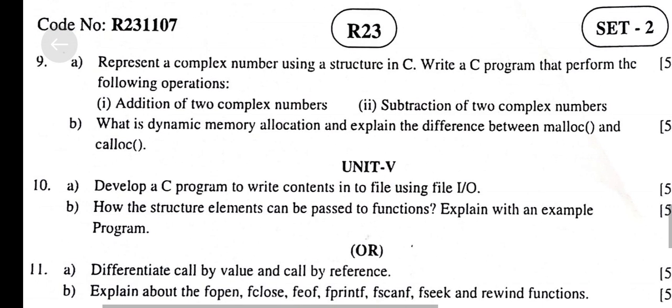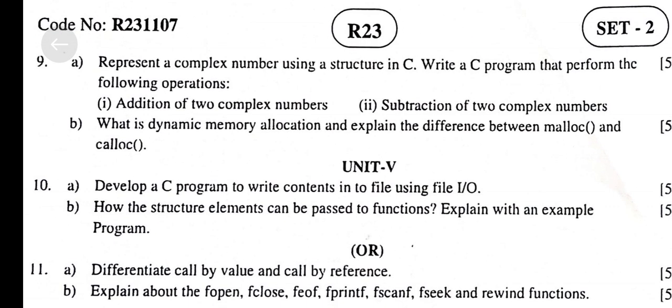9th, Option A: represent a complex number using a structure in C. Write a C program that performs the following operations: addition of 2 complex numbers, subtraction of 2 complex numbers. Option B: what is dynamic memory allocation and explain the difference between malloc function and calloc function.